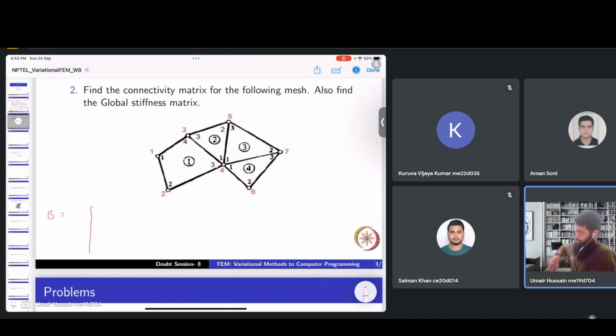So the connectivity matrix has the data for the connectivity of each element, which global nodes are present in each element, right? So the number of rows would be equal to the number of elements. So we'll have to specify the nodes for each element. And how many columns would there be?